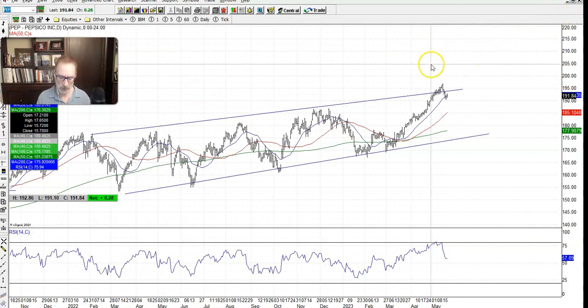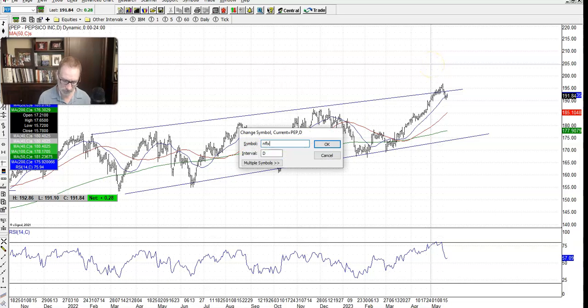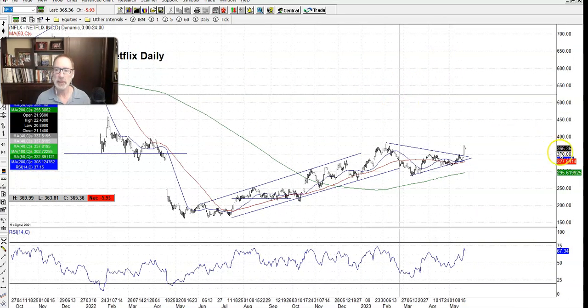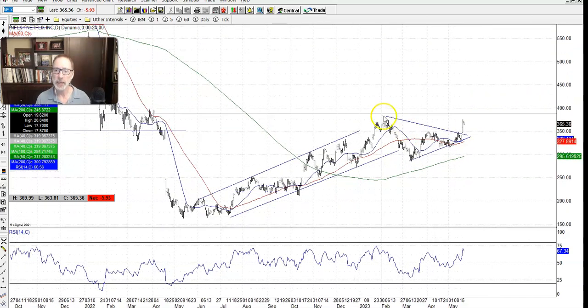What other stocks do we like to look at? Let's look at Netflix. We look at some of the biggies because these are the ones that drive the market and make the big moves. So now for Netflix, we had drawn this congestion pattern. The congestion pattern is a triangle pattern. Now these are lines that I drew. They don't come automatically on the chart. So you have to look for these patterns.